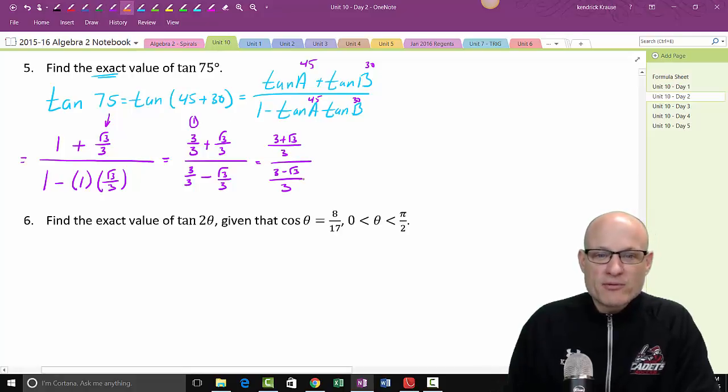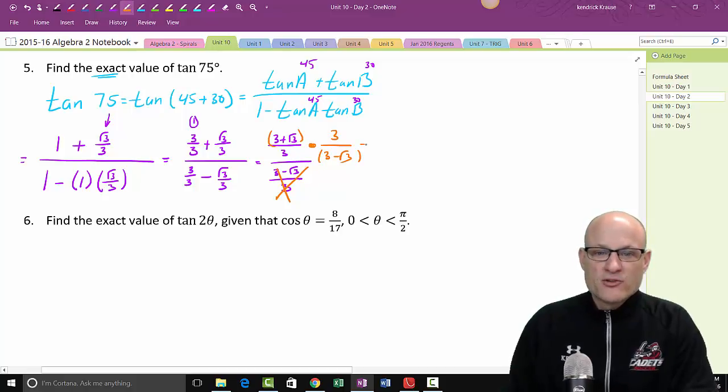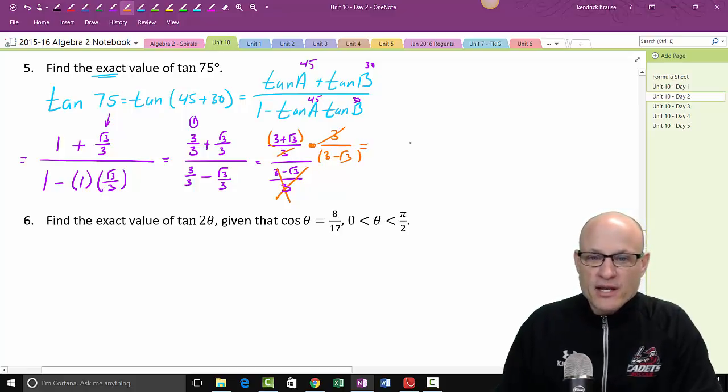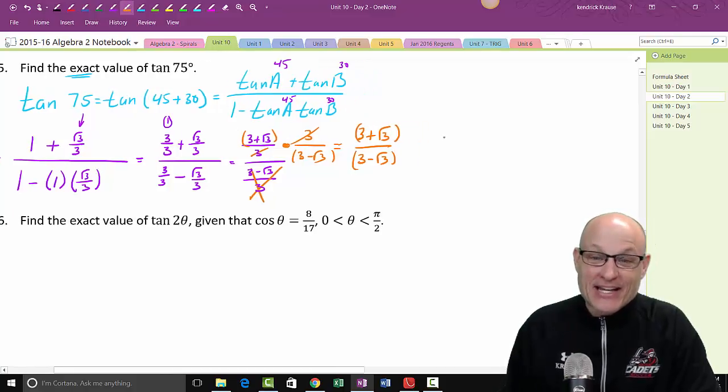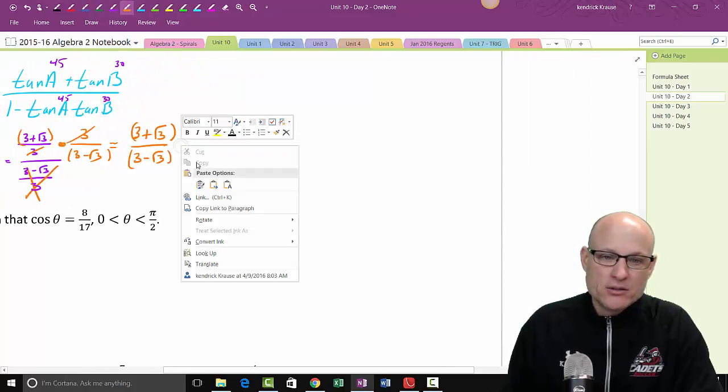We're going to multiply by the reciprocal, 3 over 3 minus radical 3. This is one of the reasons I've been harping on this all year, that you get used to multiplying by the reciprocal. So the 3's cancel, and I end up with 3 plus radical 3 over 3 minus radical 3. Which, of course, you're saying, yay! Oh my God, it's so exciting. I get to rationalize the denominator.